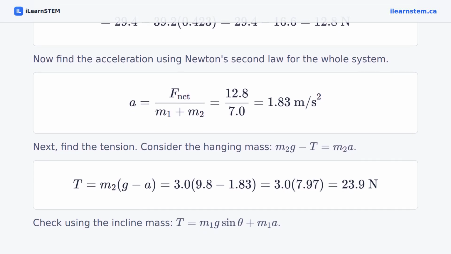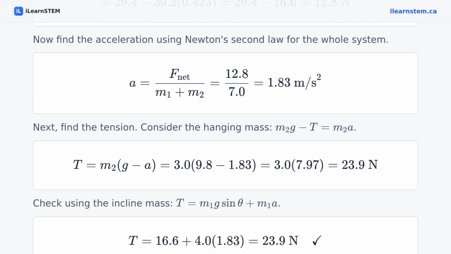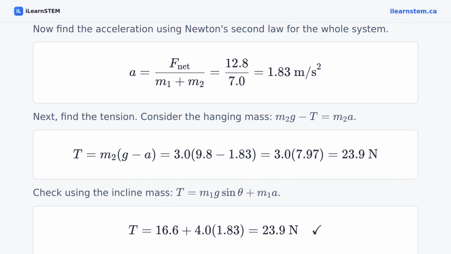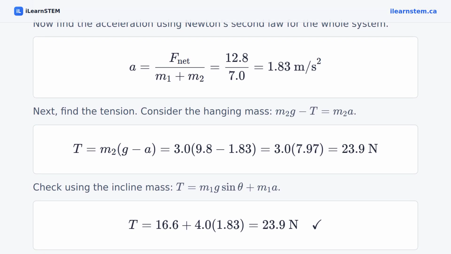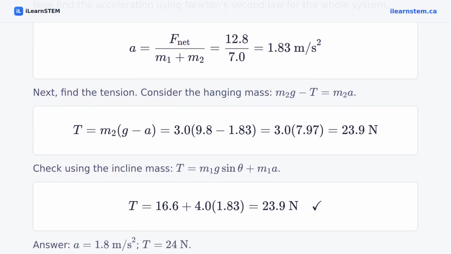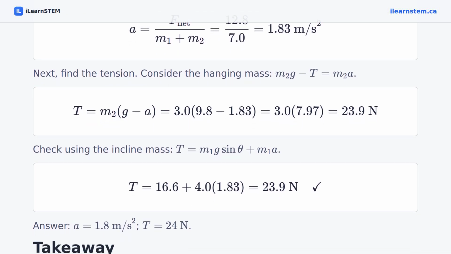T equals m1g sine theta plus m1a. It gives 16.6 plus 4.0 times 1.83 equals 23.9 newtons, which matches. So the acceleration is 1.8 meters per second squared, and the tension is 24 newtons. Remember to treat the system as a whole for acceleration, then isolate a single mass to find the tension.